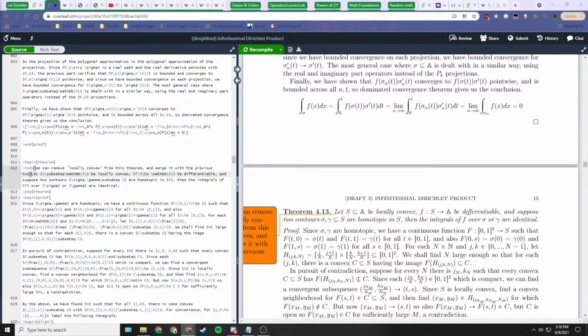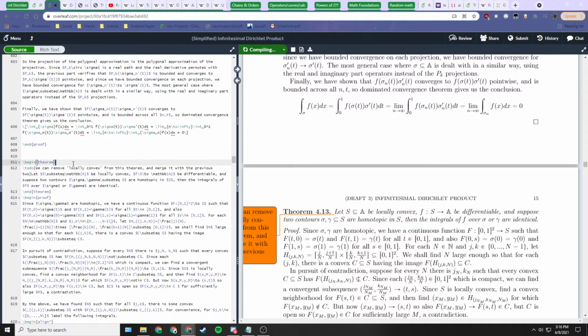So, on today's agenda, we are going to prove the inverse function theorem. We're going to prove it for analytic functions.